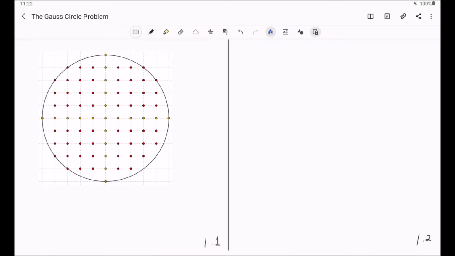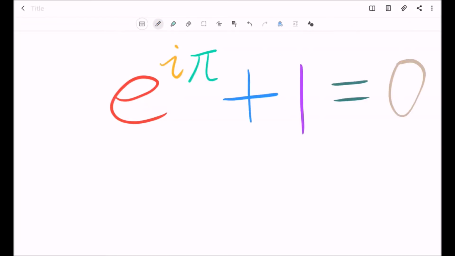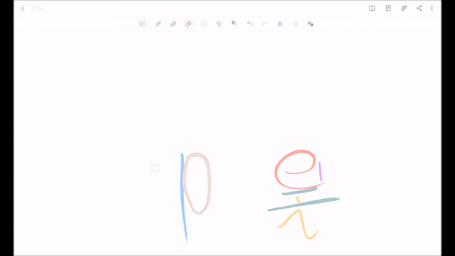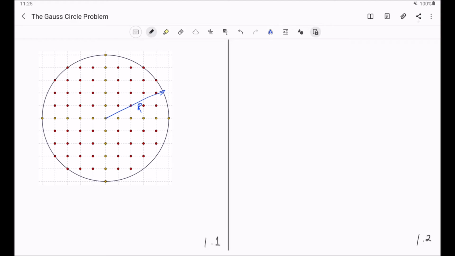Consider the following problem. Suppose we are given a circle of radius r. How many points with integral coordinates could lie inside this circle? To make this more precise, let's use the following notation: n of r to denote the number of points with integral coordinates that lie inside this circle.